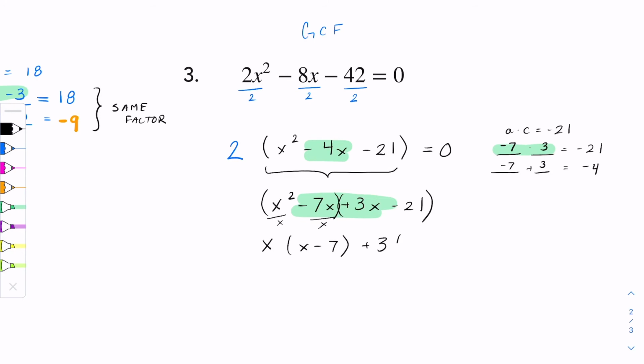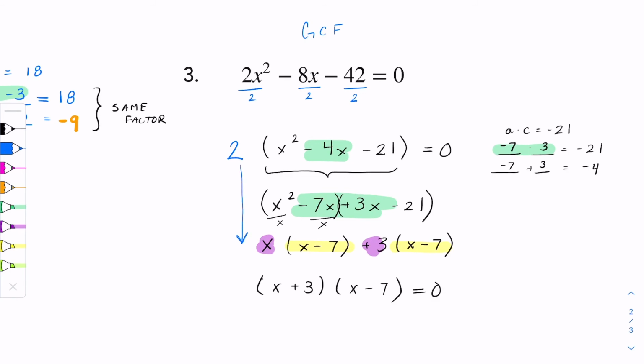GCF of the second group is 3. Left over is x minus 7. I'm going to group these. My first factor will be x plus 3. My last factor will be x minus 7. This is equal to 0.